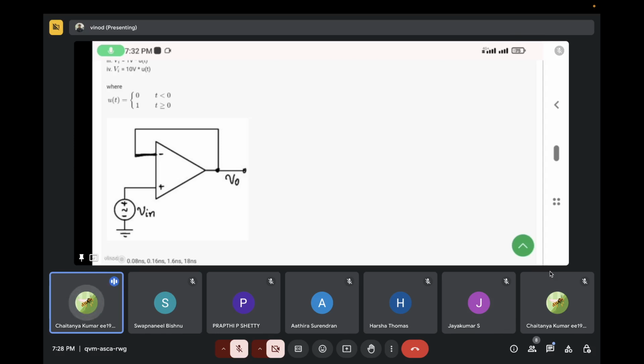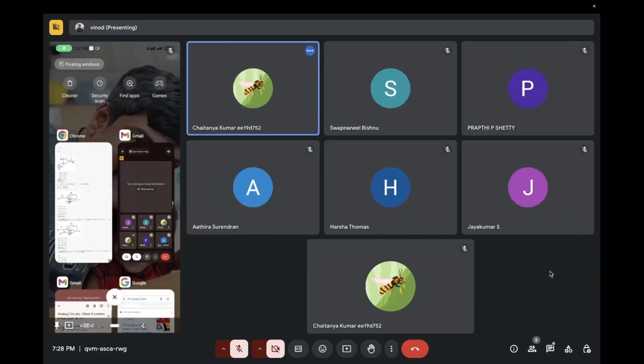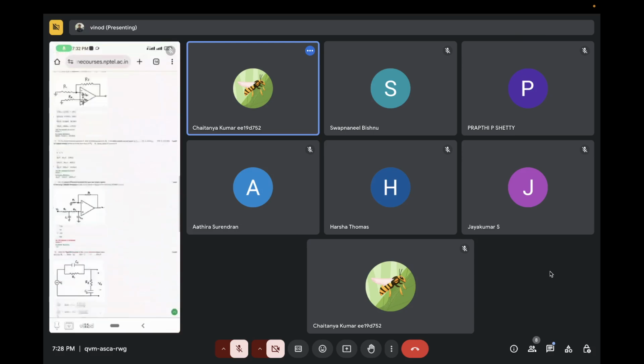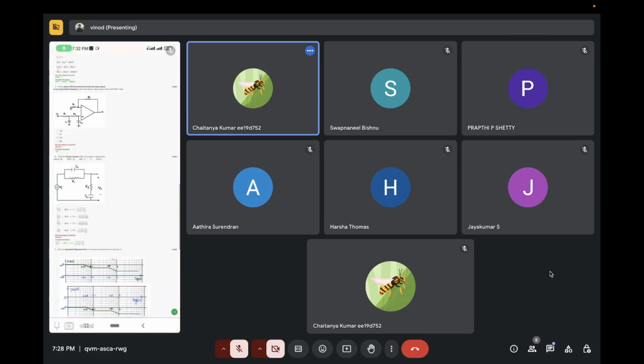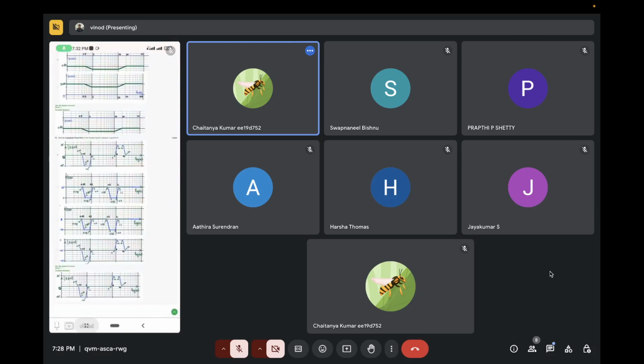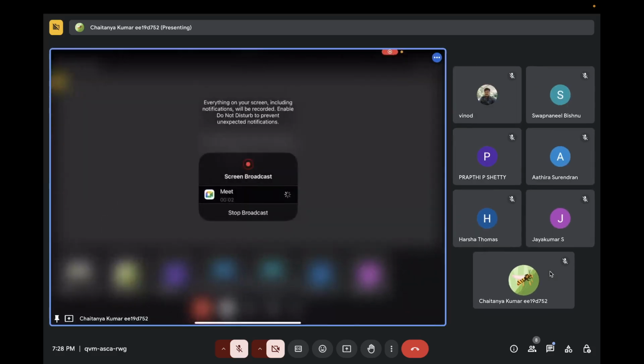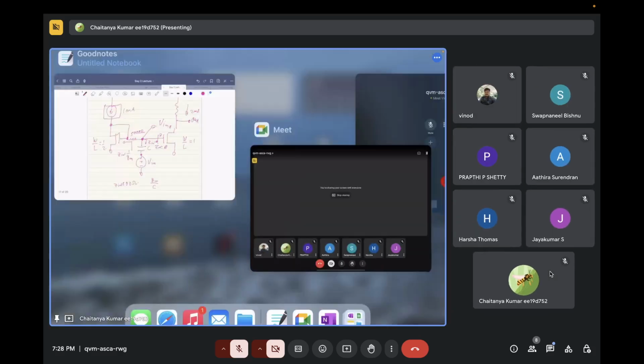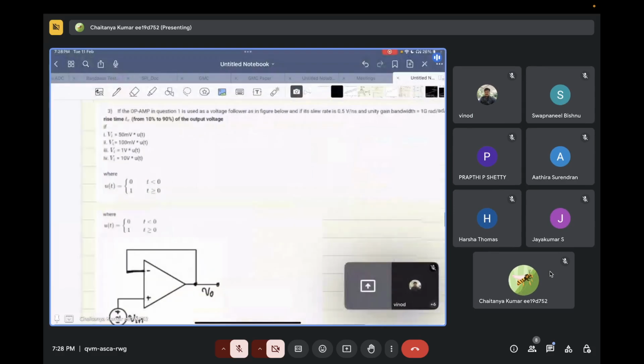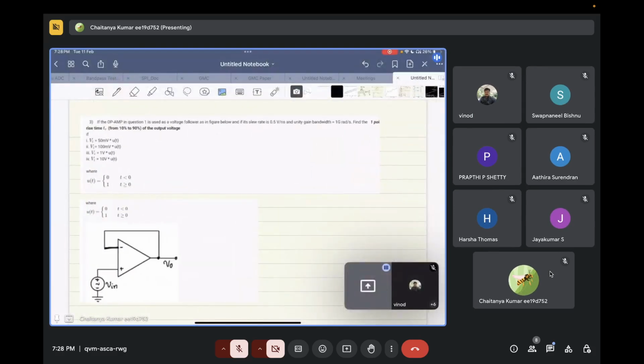Okay, now I will share my screen. Okay, so now my screen is visible, right? My screen is visible, right?